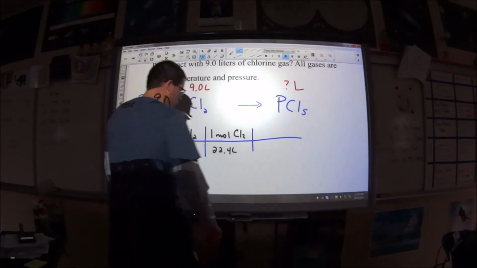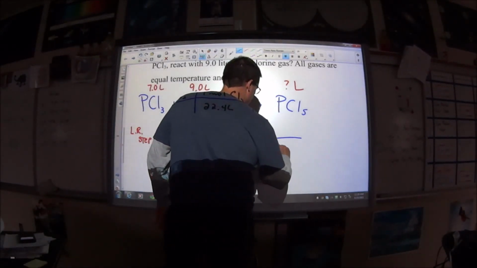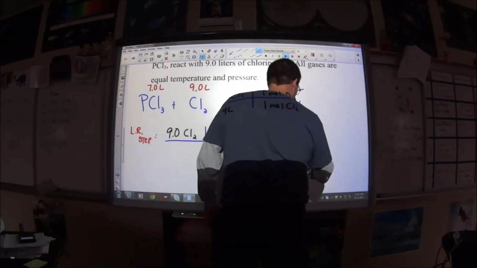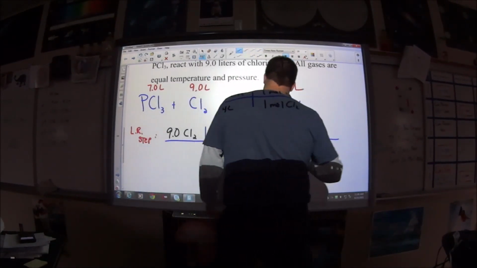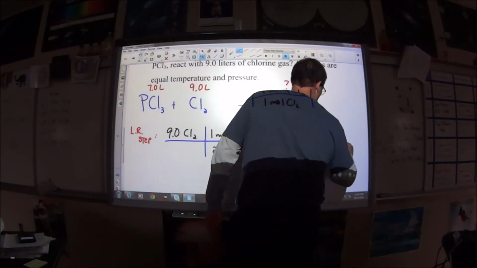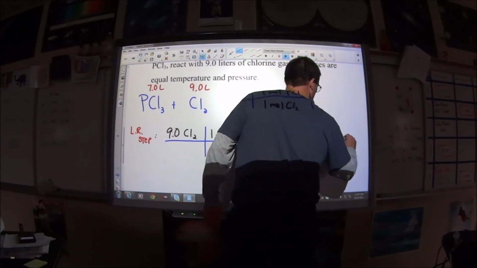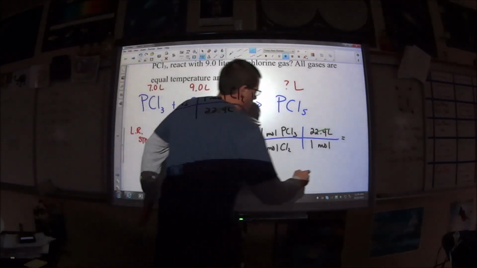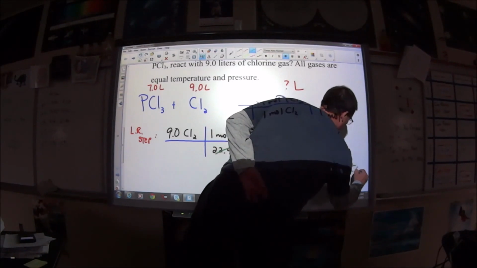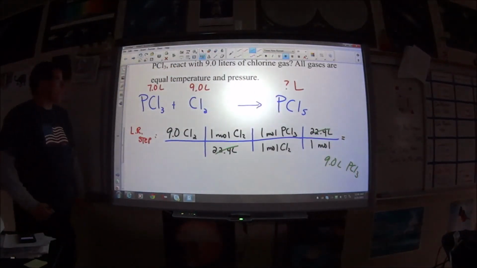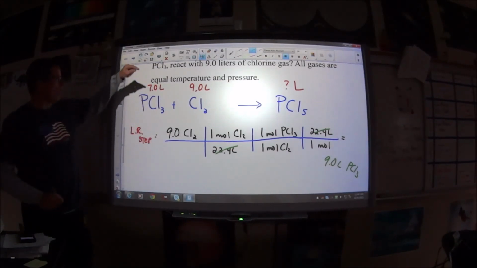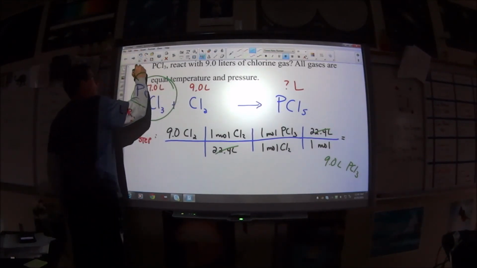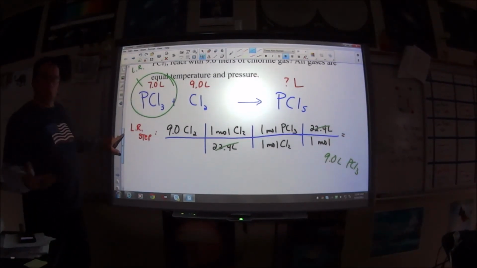And then use your mole ratio. So 1 mole of chlorine to 1 mole of PCl3. And then we want to go back. So 1 mole is equal to 22.4 liters. So again, the 22.4 liters can cancel. Everything else is 1, so that means that we would have 9 liters of PCl3. So when answering this question, if I were to use all of my chlorine, I would need 9 liters of PCl3. I only have 7, my limiting reactant. Is that okay? Okay, so now I know who my limiting reactant is, I can answer the question.